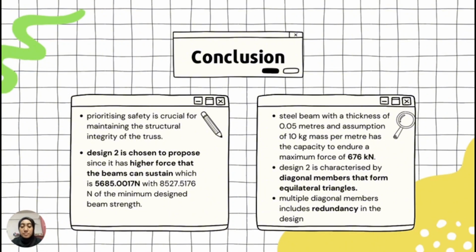of overloading. In terms of stability, Design 1 is said to be more stable since it has 0 force members, but Design 2 is also stable because it is characterized by diagonal members that form equilateral triangles. These multiple diagonal members include redundancy in the design. This redundancy enhances the overall stability of the truss structure.